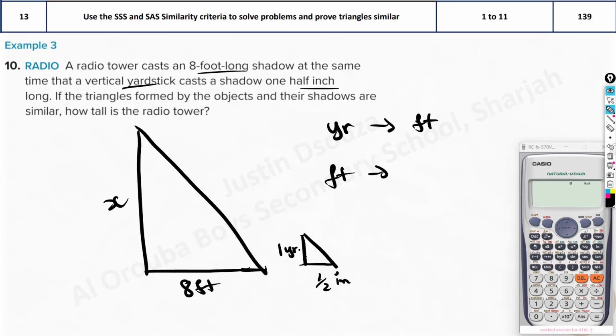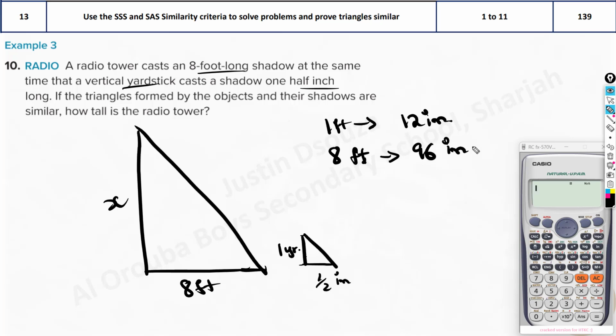Now, let us do what we know now. 1 second. So, I know 1 foot is 12 inches. So how much is 8 feet? Just multiply this by 12, you will get it. 8 feet would be 8 times 12, which is 12 times 10 minus 12 times 2, it's 96. This is 96 inches. Okay, we can use this because we have to use the similarity.